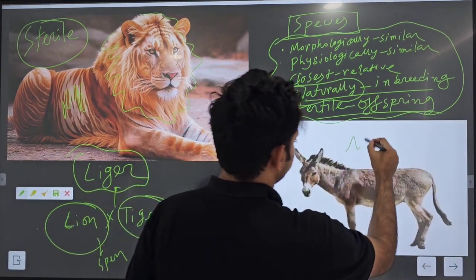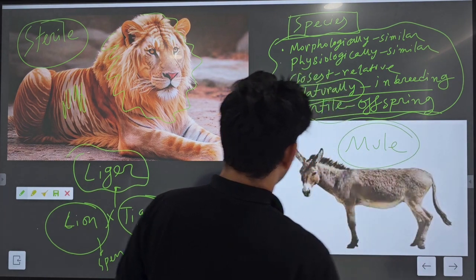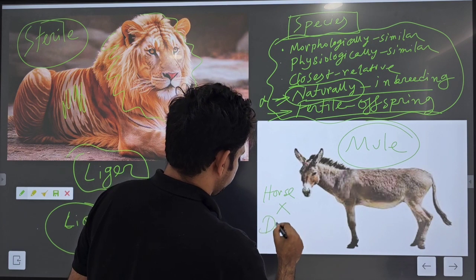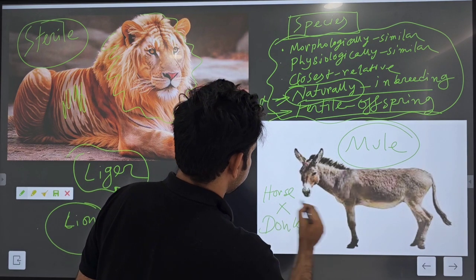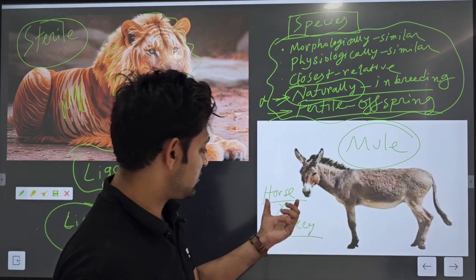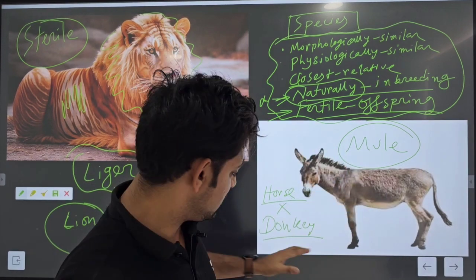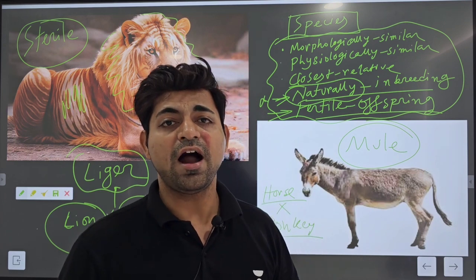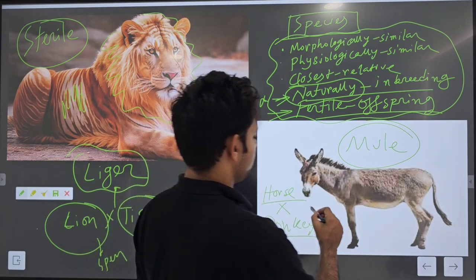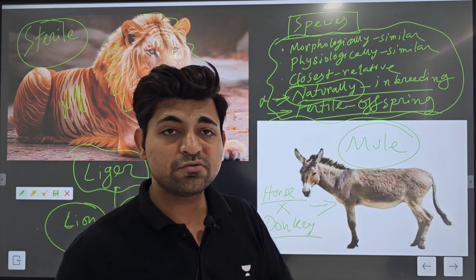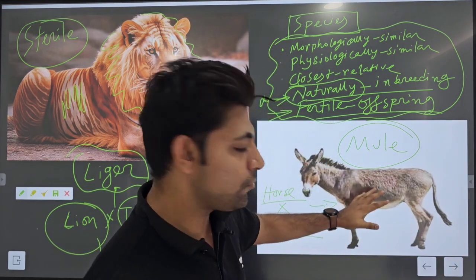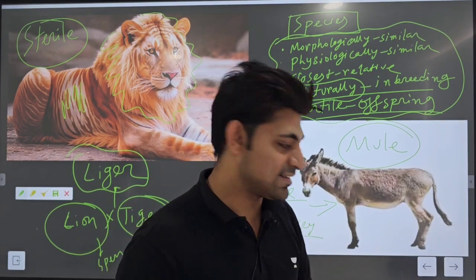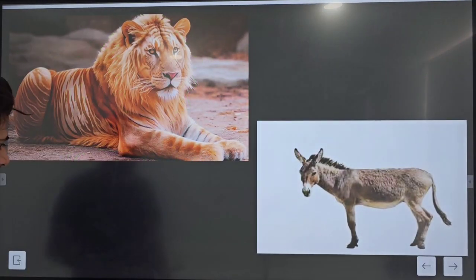What is this? This is a mule, a crossbreed of horse and donkey. They both are different species. Horse is one species, donkey is another species, but if artificial fertilization is done, it will produce a mule, which is unable to produce new offspring; it is also infertile or sterile. So I think the species concept is done.